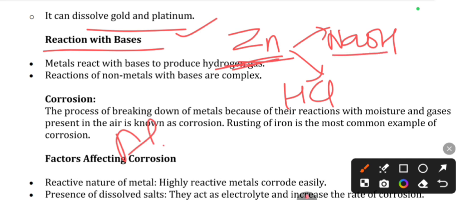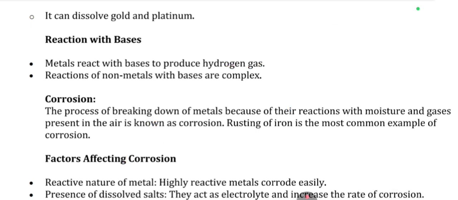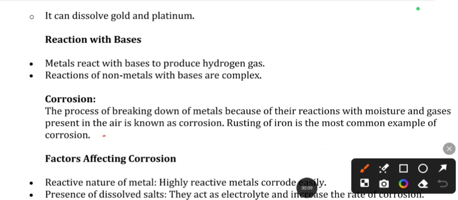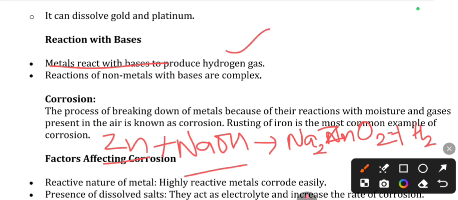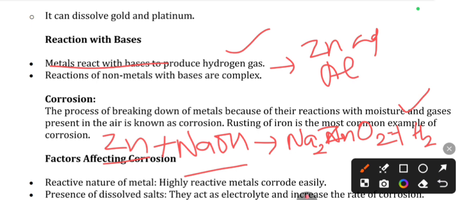So zinc, when it reacts with sodium hydroxide, gives the compound sodium zincate plus hydrogen gas. So you can see here that metals react with bases. Metal reacts with base and produces hydrogen gas. In this example, you will write only the example of zinc and aluminium. You can't write any other example.